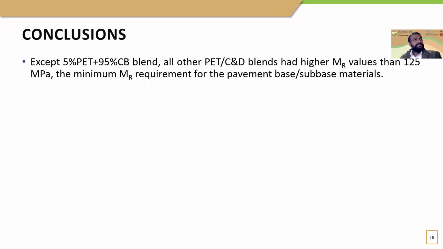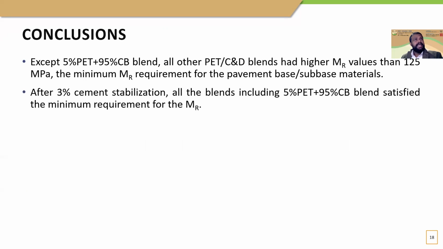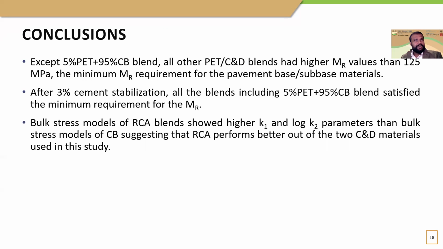Except 5% PET, 95% CB blends, all the other blends had a higher MR value than 125 MPa, which is the minimum MR requirement for pavement base and sub-base materials. And after adding 3% stabilization, those blends will satisfy the requirement. And the log K1 and K2 parameters of the bulk stress models of RCA and CB suggest RCA performs better out of the two.